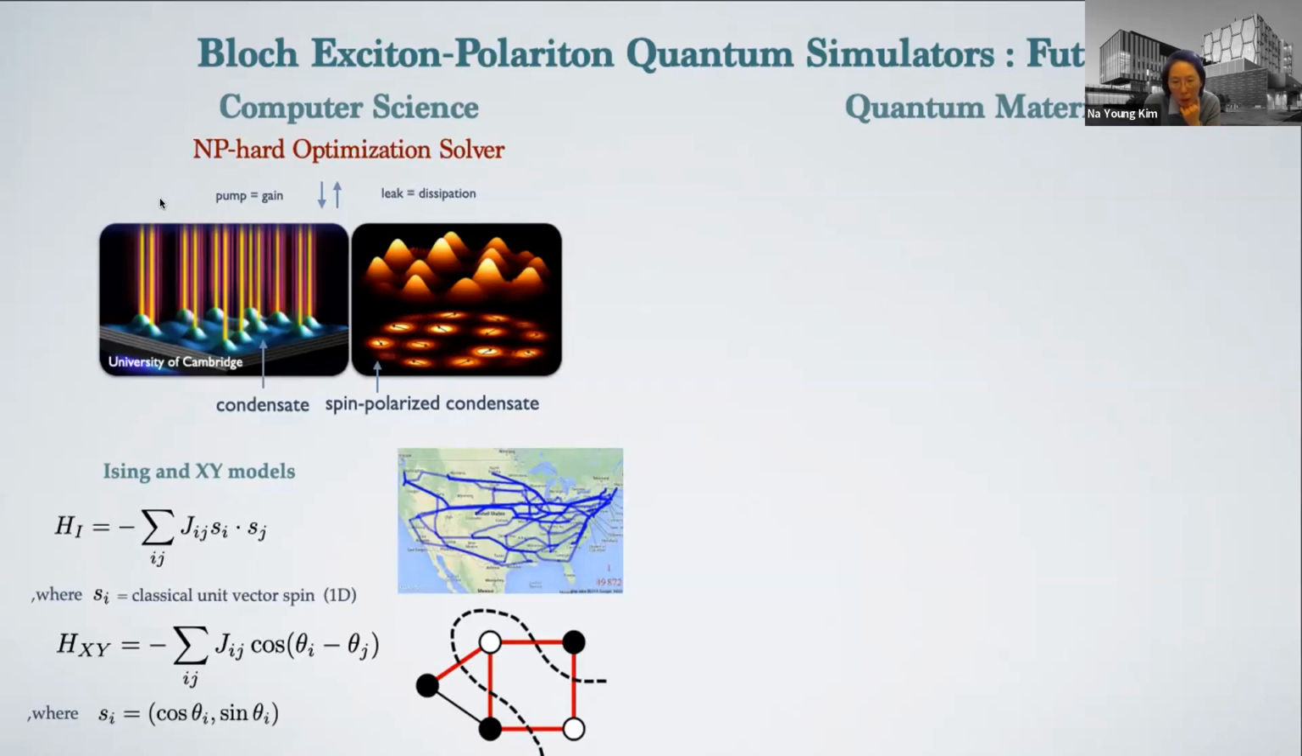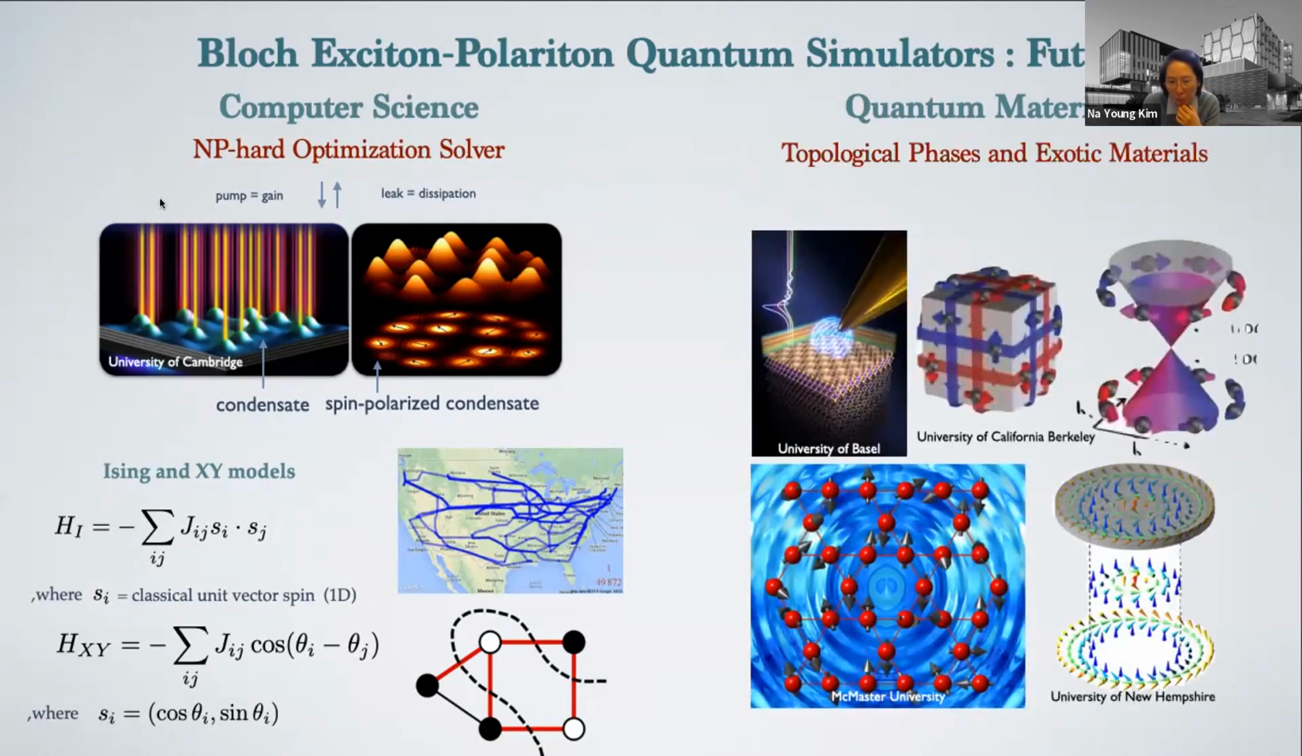Another area we would like to study using the quantum simulator is to search for quantum materials, and we are particularly interested in the topological phases in two-dimensional cases. There are lots of interesting proposals and works in condensed matter that we try to understand in the context of exciton-polaritons. So this is what we are enjoying pursuing in research.